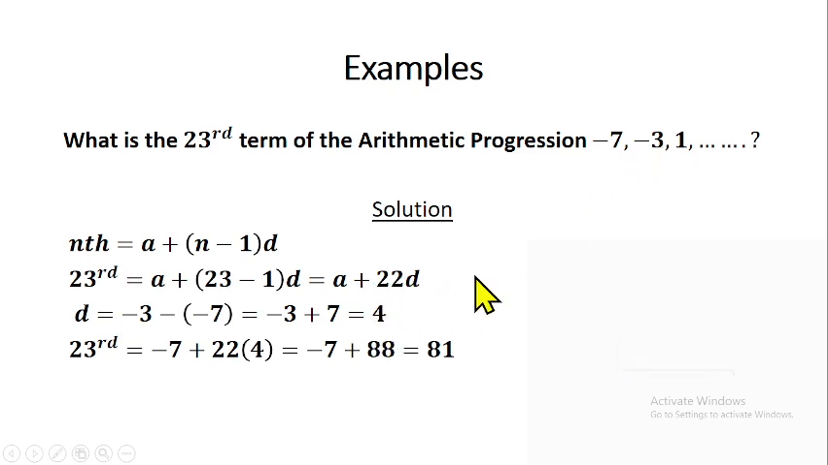So if you put that into the 23rd term of this AP, that means you have A, which is minus 7, plus 22 multiplied by the common difference, which is 4. So 22 times 4 is 88. Then minus 7 plus 88 will give us 81. So that means if I continue this sequence and I get to the 23rd term, I'm going to see 81 there. That's what it means. Do you understand that? So the 23rd term of this AP is 81.